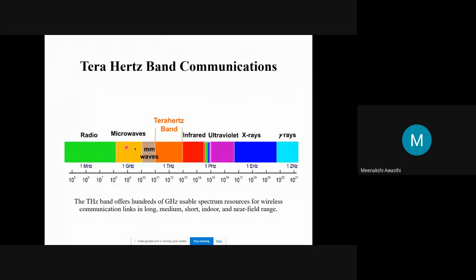Okay, so you can see this is the range of radio waves. This is the range of microwaves. Then millimeter wave, which is actually used in 5G, but in 6G we'll be using the terahertz band. These are the expected things.